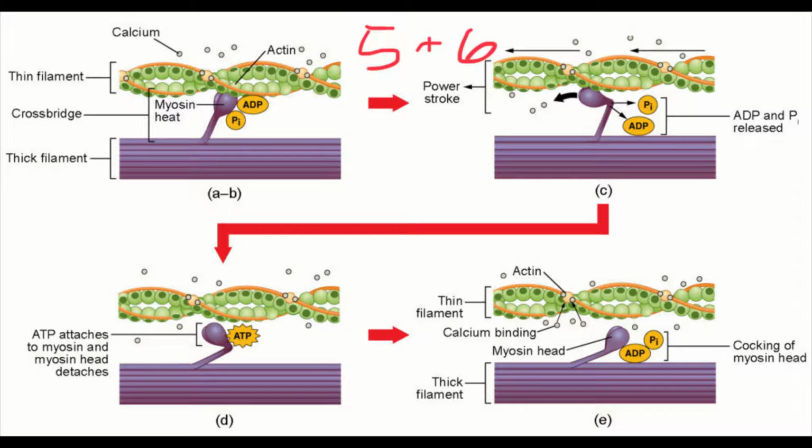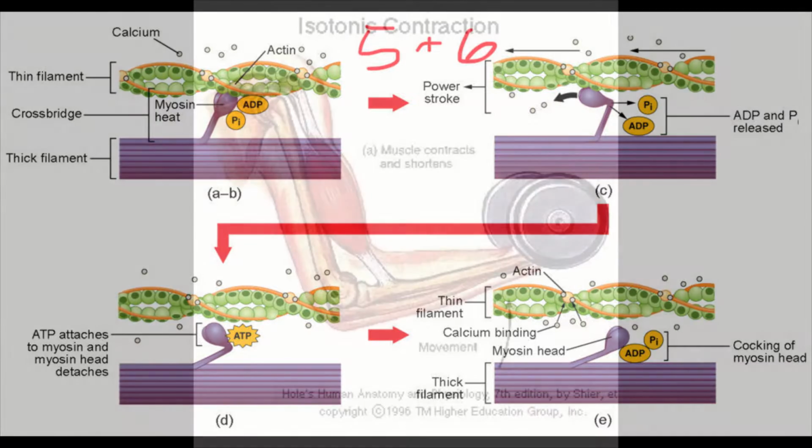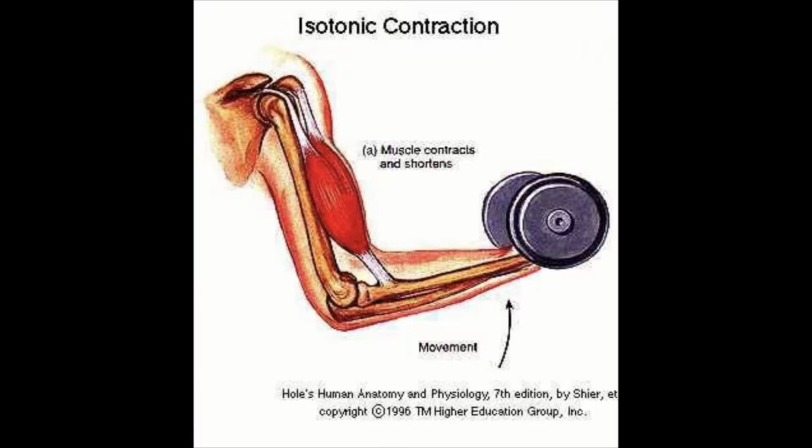Finally, during the last step, calcium is removed from the cytoplasm of the muscle fiber, and tropomyosin blocks the active sites, preventing any further contractions. When you're performing your neck exercises, you're undergoing an isotonic contraction, which is when the tension in your muscles remains the same, but the actual length of the muscle changes.